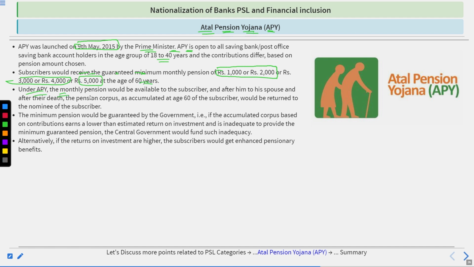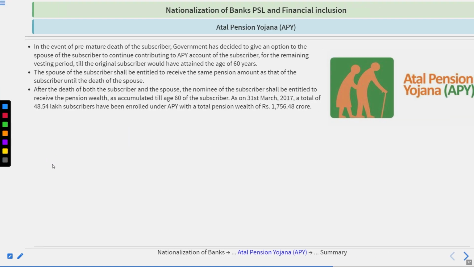Under APY, the monthly pension would be available to the subscriber, after him to his spouse, and after their death, the pension corpus, as accumulated at the age of 60 of the subscriber, would be returned to the nominee of the subscriber. Minimum pension would be guaranteed by the government. Therefore, if the accumulated corpus based on the contribution earns a lower than estimated return on investment and is inadequate to provide the minimum guaranteed pension, the central government would fund such inadequacy. Alternately, if the returns on investment are higher, the subscriber would get enhanced pensionary benefits.